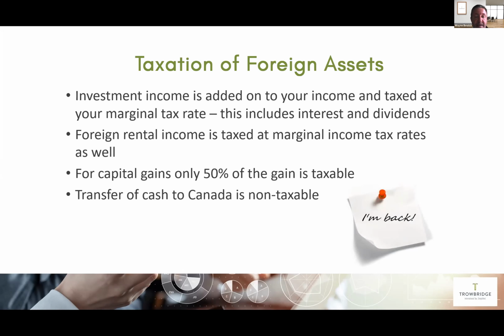Now, if you paid any foreign tax, so if you paid any tax to, say, the US or something like that, you get a credit for that. So there's no double taxation, but you end up paying the higher of the two rates. Foreign rental income is taxed exactly the same. It's added on to your income, and it gets fully taxed.